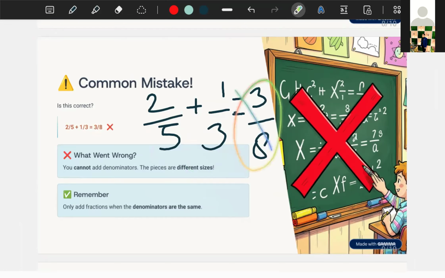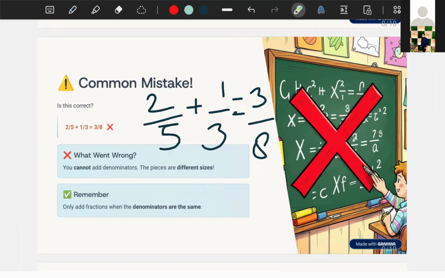When the denominators are not the same, we cannot add directly. We can add fractions only when the denominators are the same. Here, denominators are not the same, so we can't say this answer will be 3 by 8. This is completely wrong because 5 and 3 are different denominators, so we can't say 2 plus 1 is 3. This can only be done when the denominators are the same. This case is different from the above case, so don't make this mistake.